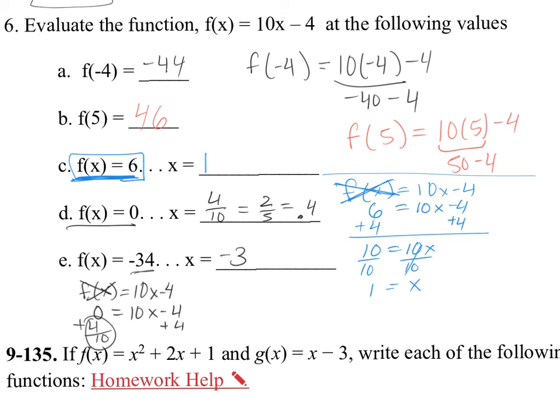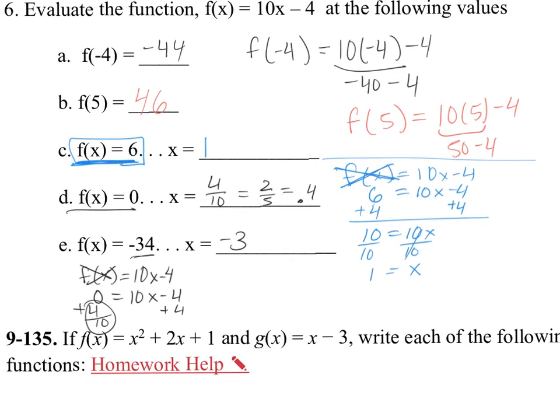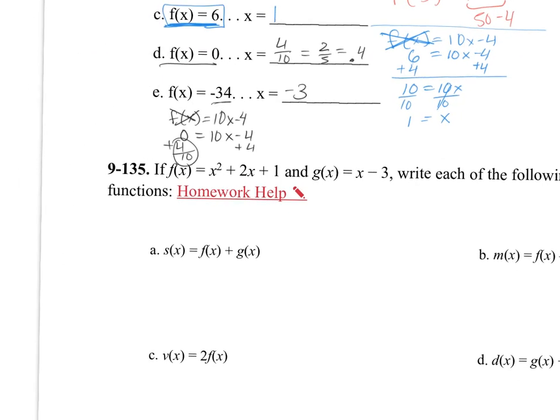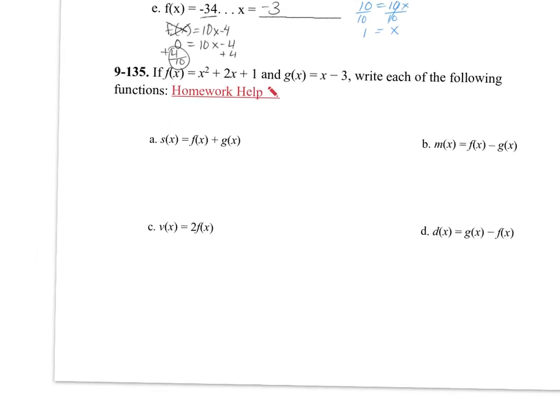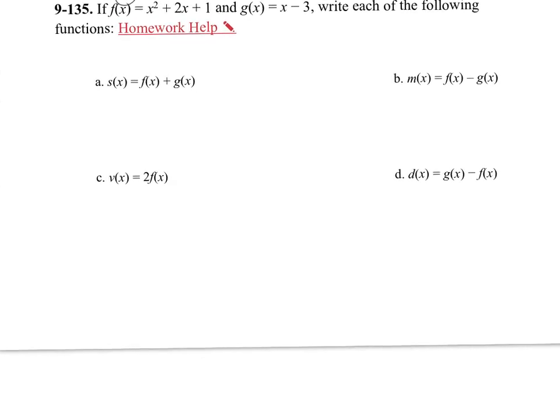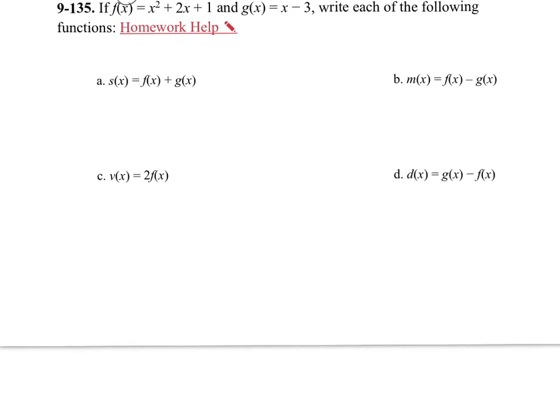If you can't logic your way through that, just go ahead and plug it in like we just did with these other two. Replace the f of x with negative 34, and then add the 4 over, divide by 10, and you will get negative 3. Okay? Next up, let's go ahead and combine these functions. We have the two functions f and g, and we are going to either add, subtract, multiply, or divide them.